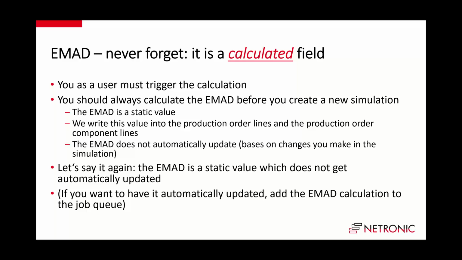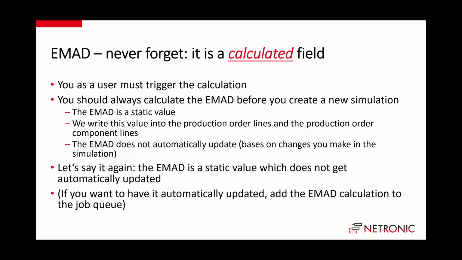So as these are calculated values as a result of a triggered calculation, they are static. They do not get updated automatically. So if you calculate them, we write these values into the production order lines, the production order routing lines, and the production order component lines. And if you would never ever run the calculation again, then the dates would just stay there as they are. So we do not automatically update them. They get updated when you say, I want to calculate again. And this is very important to know.